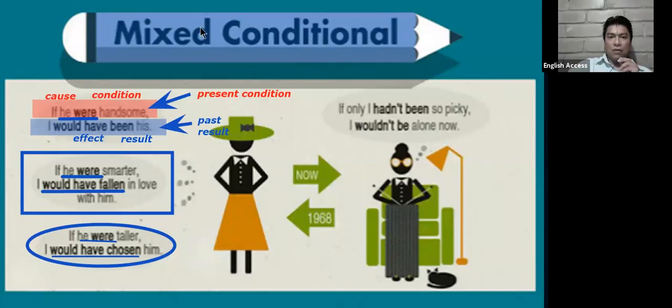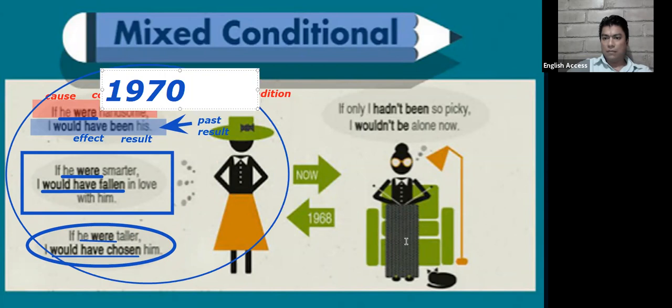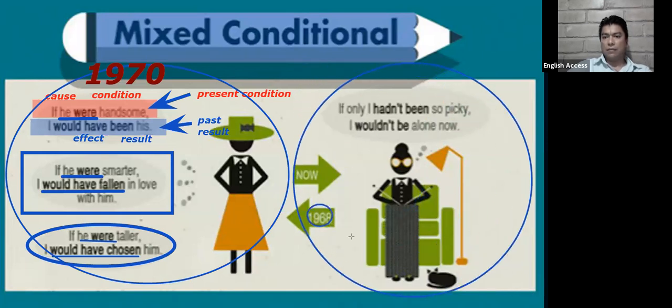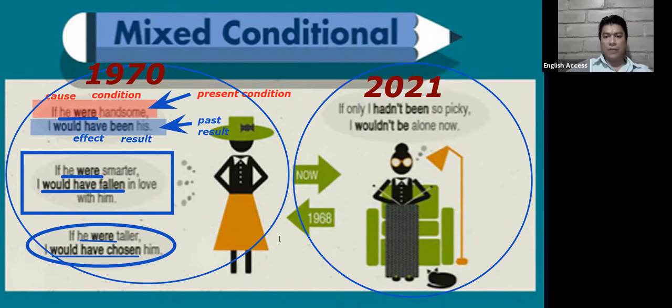All of this happened, for example, in 1970. As an example, the year 1970. And I don't know, 50 years later. Now is the year, what is the year today? 2021.